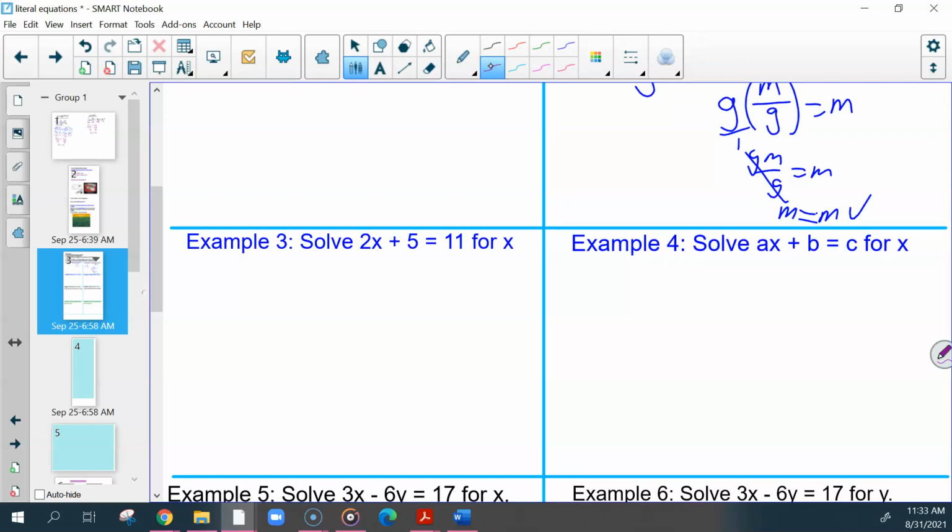We're going to go to example 3 now, which is just a regular equation, so we're going to get a number. How would I solve this for x? Subtract 5 on both sides. And divide both by 2. I can put 3 back in. 2 times 3 is 6. 6 plus 5 is 11. That works.